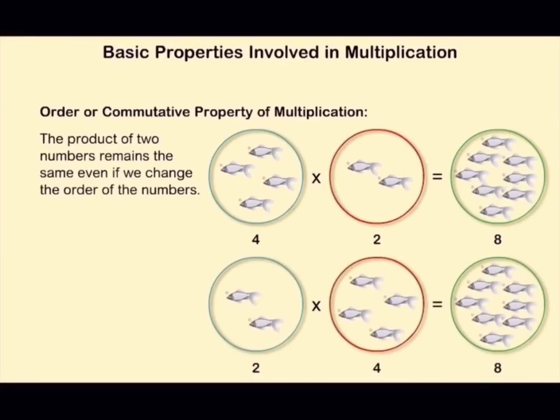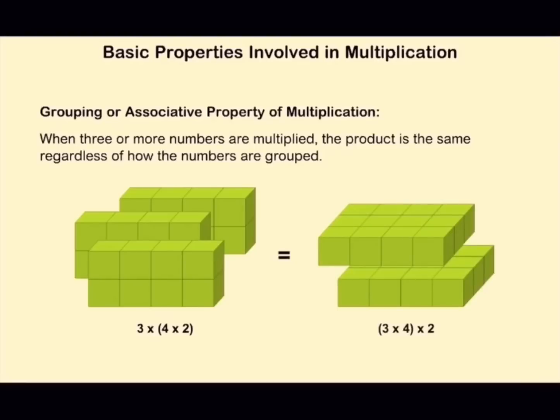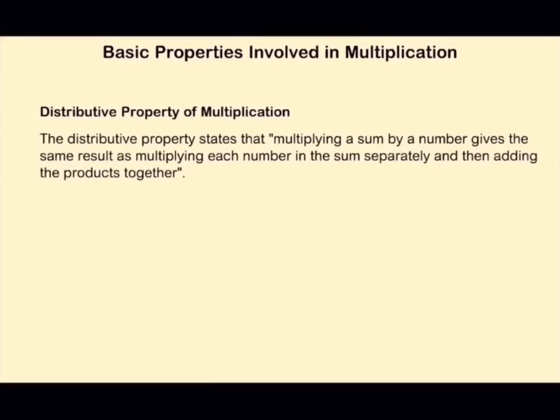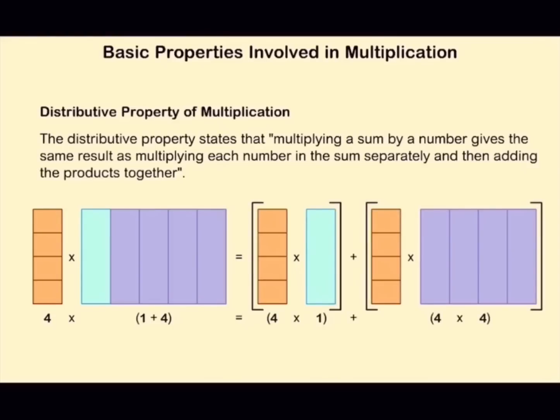Number 4 is grouping or associative property of multiplication. When 3 or more numbers are multiplied, the product is the same regardless of how the numbers are grouped. Number 5, distributive property of multiplication. The distributive property states that multiplying a sum by a number gives the same result as multiplying each number in the same sum separately and then adding the products together. Now, let's learn how to multiply larger numbers with the help of this video.